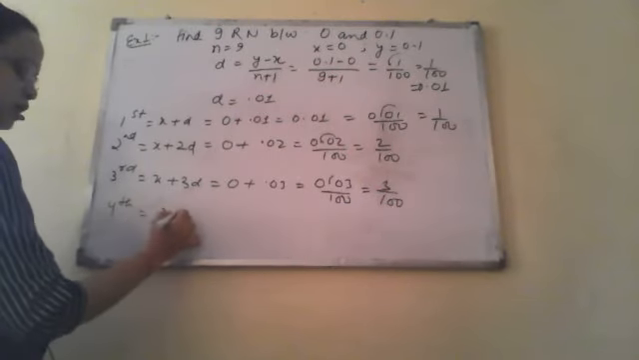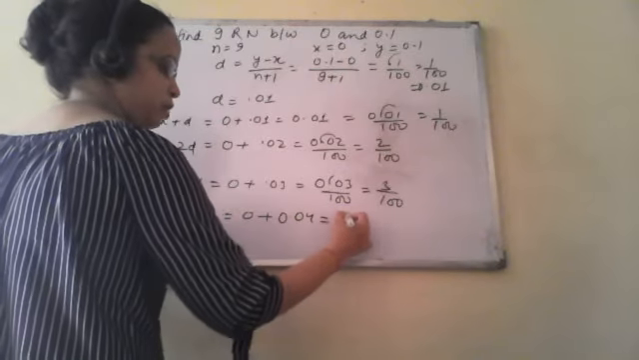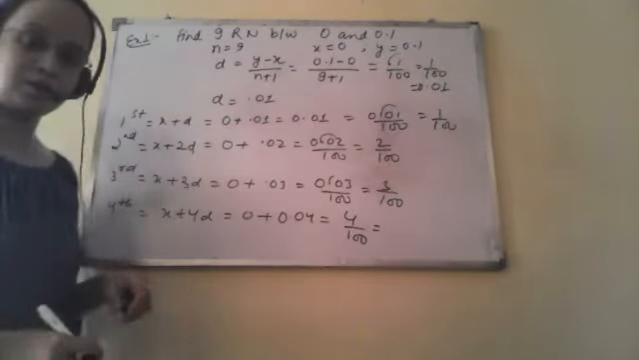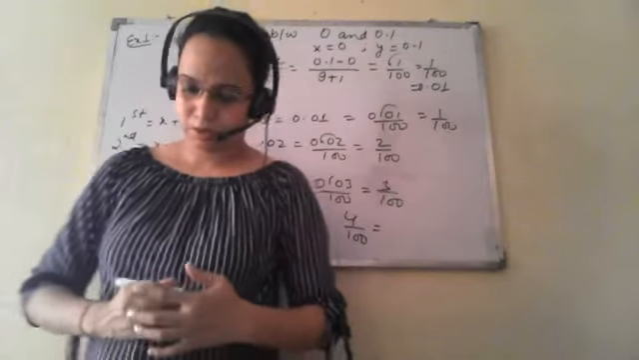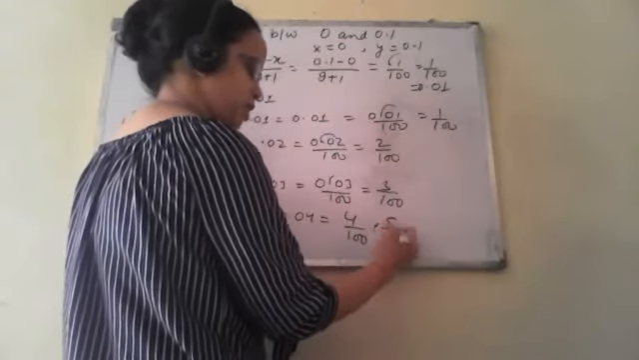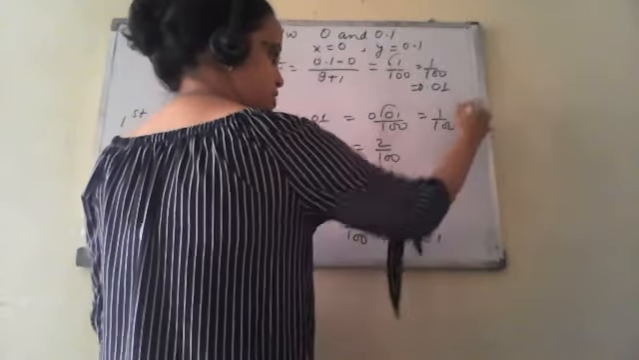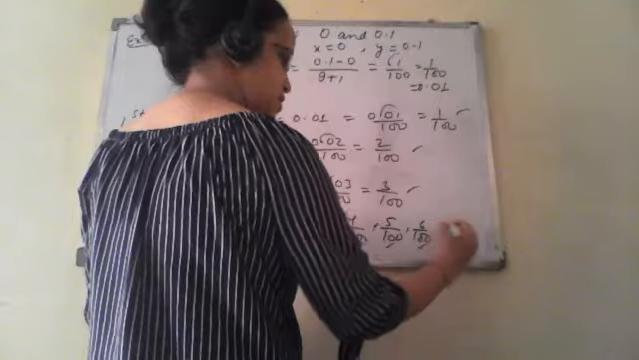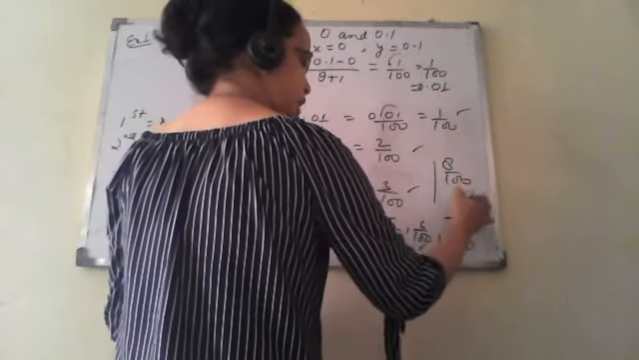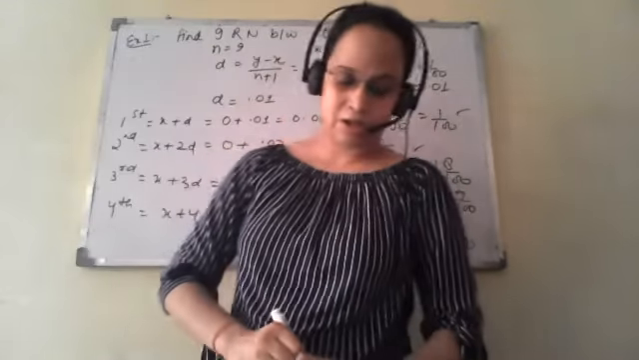Fourth rational number will be x plus 4D. It was 0 plus 0.04. It will become 4 upon 100. Okay, so similarly, you can find 9 rational numbers. So this has become easy to find. If you have to write this, it will be 5 upon 100. This is 6 upon 100. So one rational number, two rational numbers, 3, 4, 5, 6, 7. Else you can write 8 upon 100, 9 upon 100 and so on. So you can find any set of rational numbers between these two.